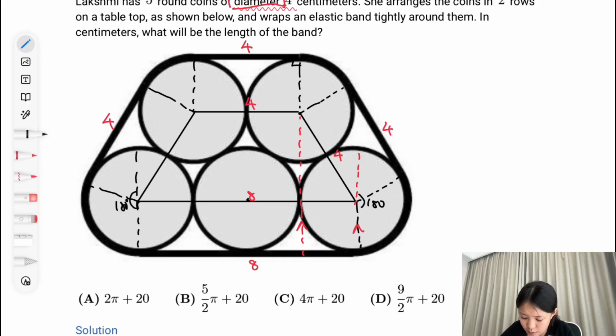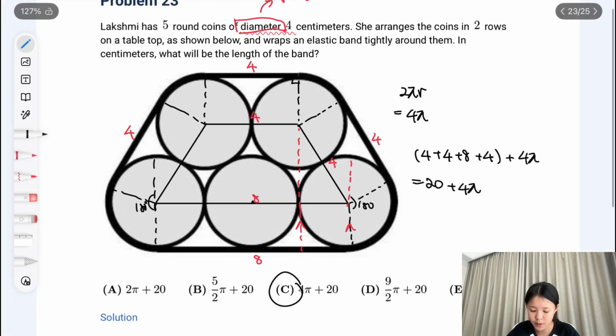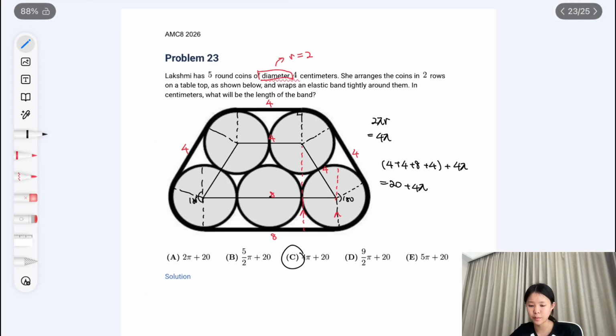So you have a radius of 2, and you want to find 2 pi r, which is the overall circumference, and that would equal 4 pi. So we know what the circle parts add up to, and we also know what the constant parts add up to. So all we have to do is add up all of these parts, and we'll get our answer. So that would be 4 plus 4 plus 8 plus 4 plus 4 pi. So that adds up to 20 plus 4 pi. So overall we get the solution of C, which is 4 pi plus 20.